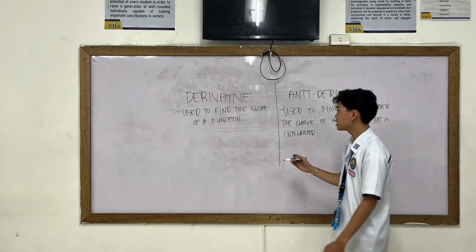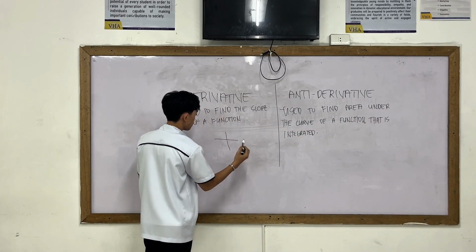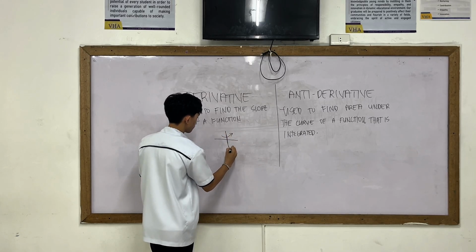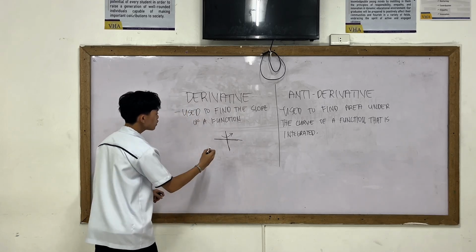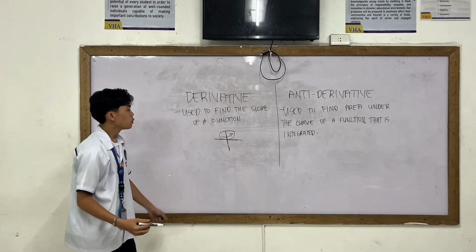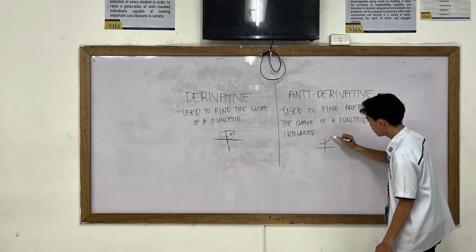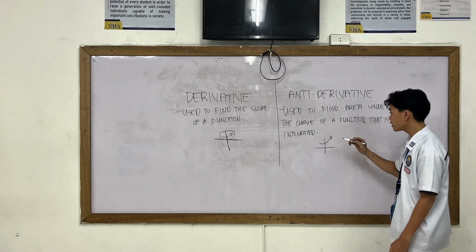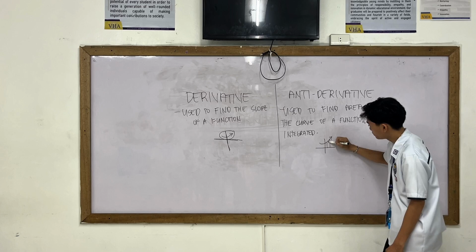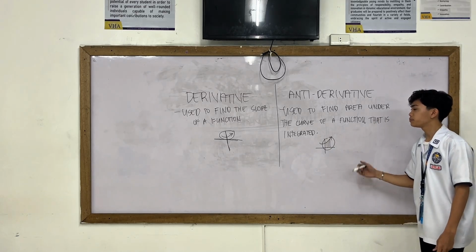So let's say we have here a graph, and then we have here a slope. This slope is what we are looking for in the derivative, while in the antiderivative, with the same graph and the slope, we are looking for the area under the slope or under the curve. This is what we are looking for in the antiderivative.